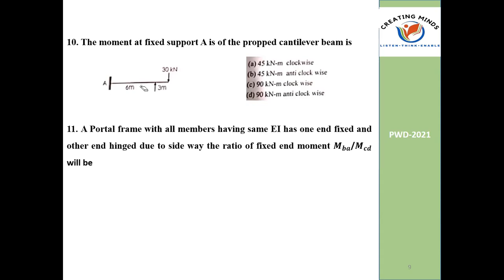The portal frame with all members having same EI. Yes, this is a very good question. Actually, we have solved this. The 10th question, C na sir, answer? Sorry, D na sir. Anti-clockwise. Okay. For this, we have solved so many problems. Please guess the answer.